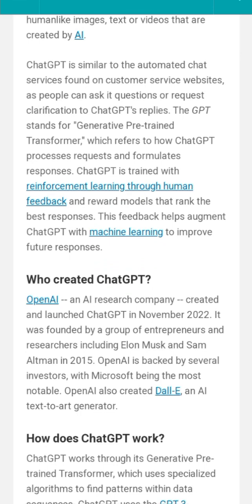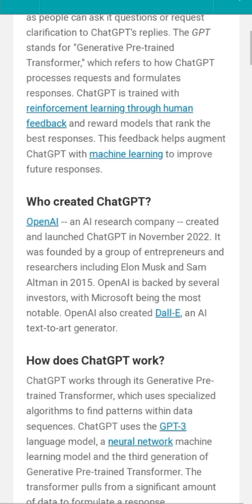Who created ChatGPT? OpenAI, an AI research company. OpenAI created and launched ChatGPT in November 2022. It was founded by a group of entrepreneurs and researchers including Elon Musk and Sam Altman in 2015.